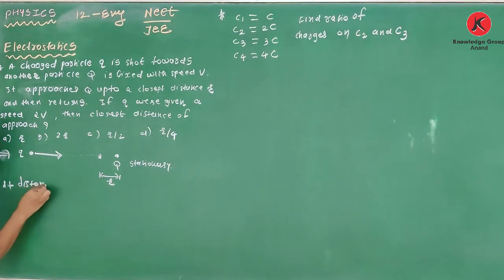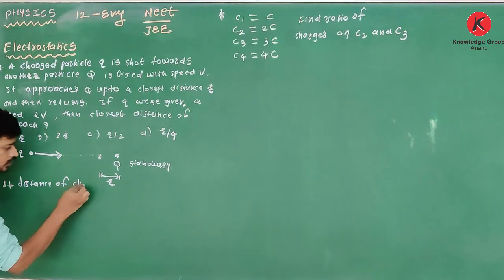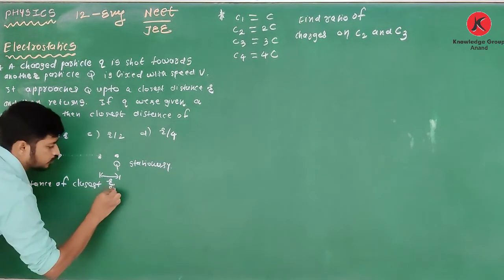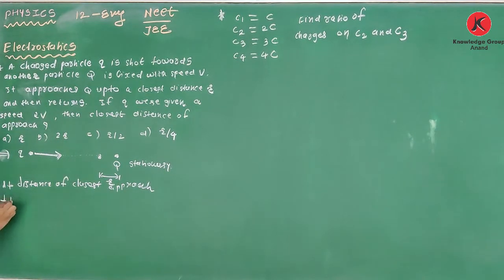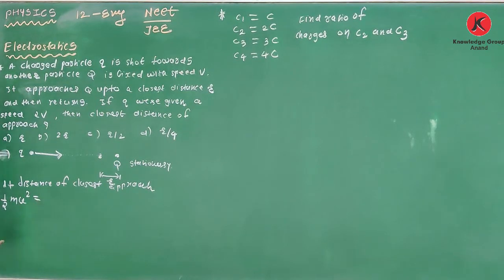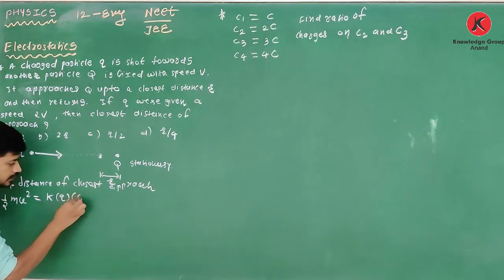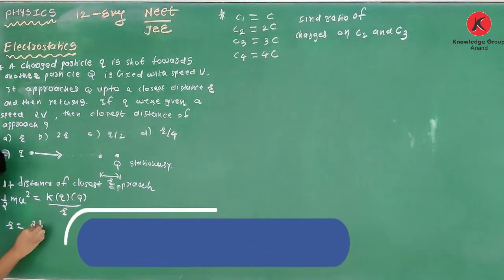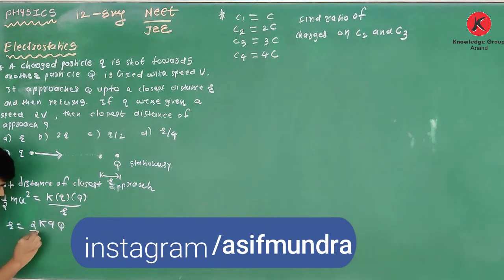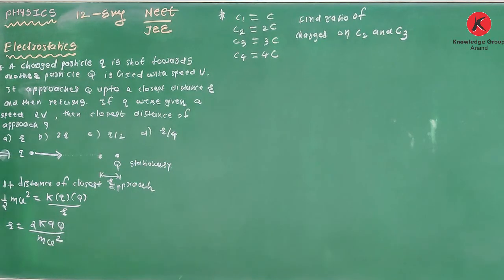At the distance of closest approach, its kinetic energy, that is half m v square, is equal to its potential energy. What is the equation of potential energy? It is K q Q upon r. Now make r the subject. So what is the equation of r? If you make r the subject, it is 2 K q Q upon m v square.